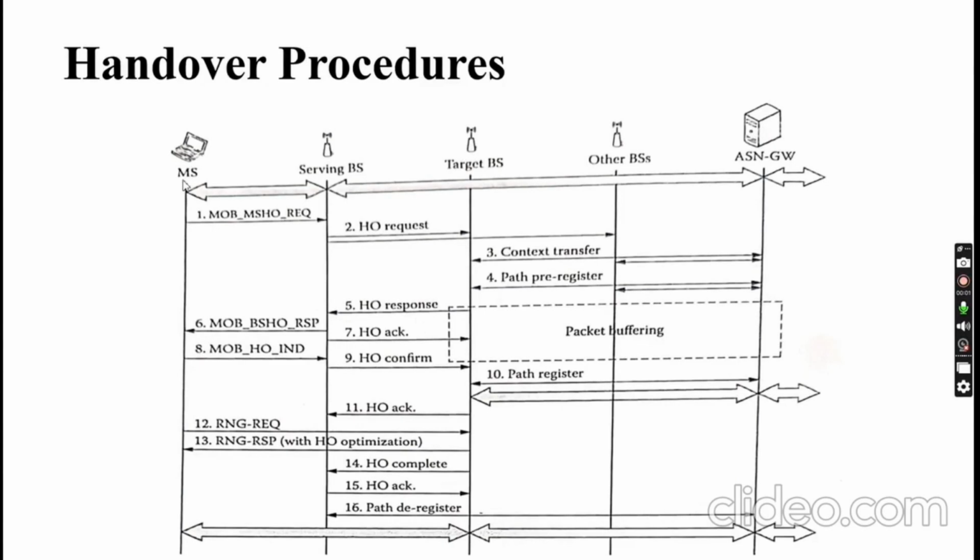The handover initiated by the mobile station. Generally, handover can be initiated either by the mobile station or by the base station. So here the scenario is about handover initiated by the mobile station. Whenever it initiates a mobile handover, it will send a mobile handover request to the serving base station. Upon receiving this handover request, the serving base station will send the request to other base stations in the nearby region. Then whichever is the suitable target base station will be connected to the mobile station. In order to do that, the ASN gateway has to approve. So all these signals are again sent to the gateway also.